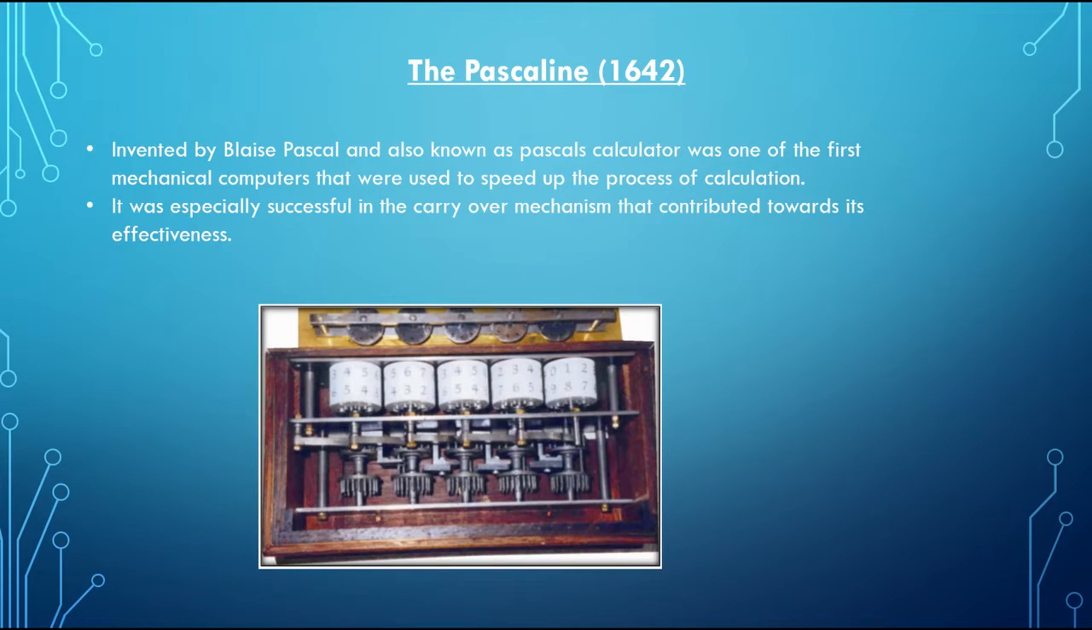The Pascaline, which was invented in 1642 by Blaise Pascal, was one of the first mechanical computers to be given birth to. This used pulleys and rods and levers to move around the cylinders that we see in white here. This was especially successful because it had a carryover mechanism.